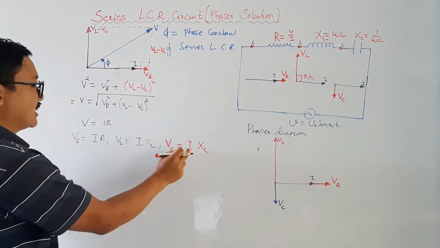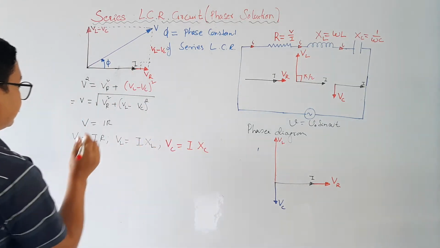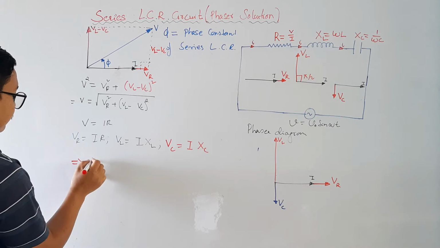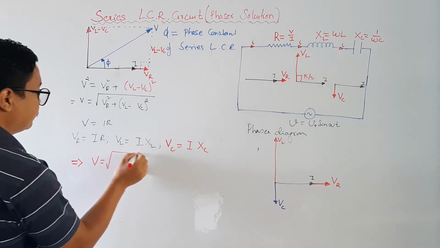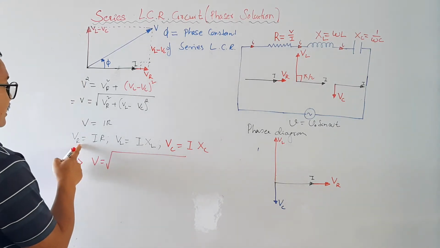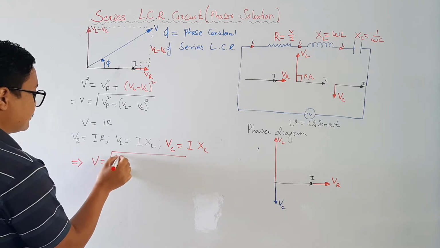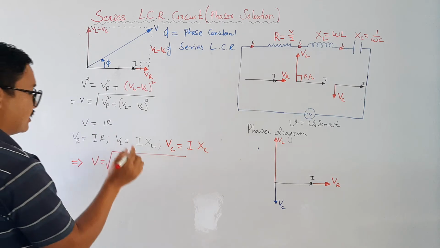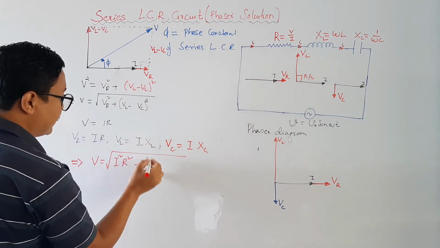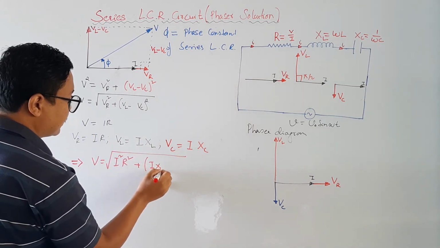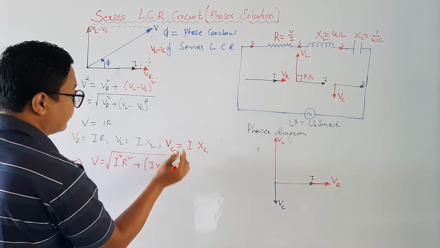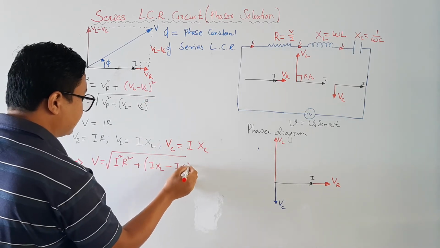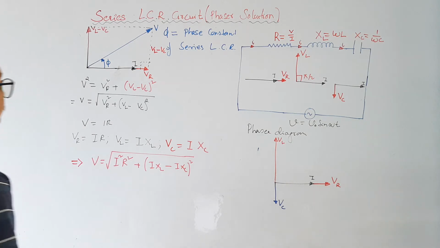I is the same because I is the current. So if I put it here, I should be getting V equal to under root. What are the quantities? VR squared will be I squared R squared, because there is VR squared, plus then VL is my I XL minus VC is my I XC, and whole squared. So this is our equation.